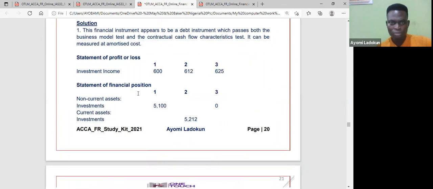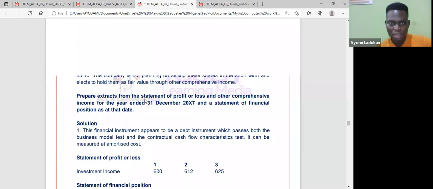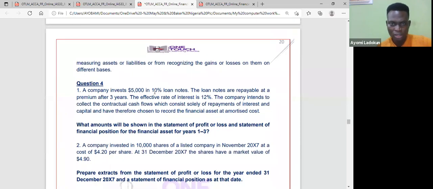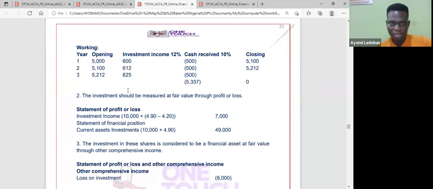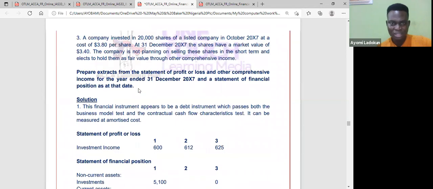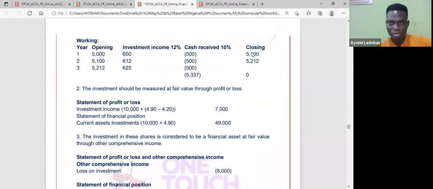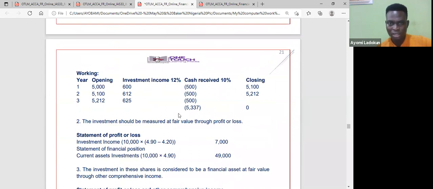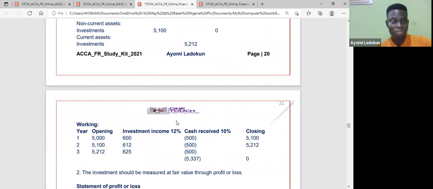So let's look at what you do then. All you're going to do is apply your amortized cost. But in this case, it will be investment income. So how did you get the 12%? We look at the loan, the effective interest rate is 12%. Can you see that? That's the income that is coming to me. Then the cash received is 10% on the loan notes, can you see? Okay, so you do that. That's exactly what you're doing. Then you show it in your account. So that's what we call a debt instrument.